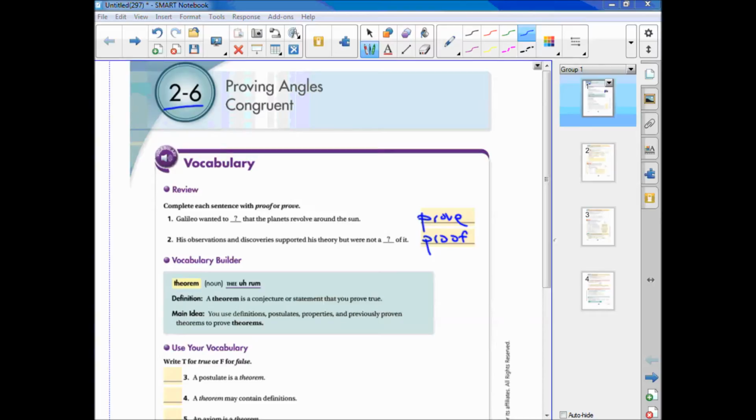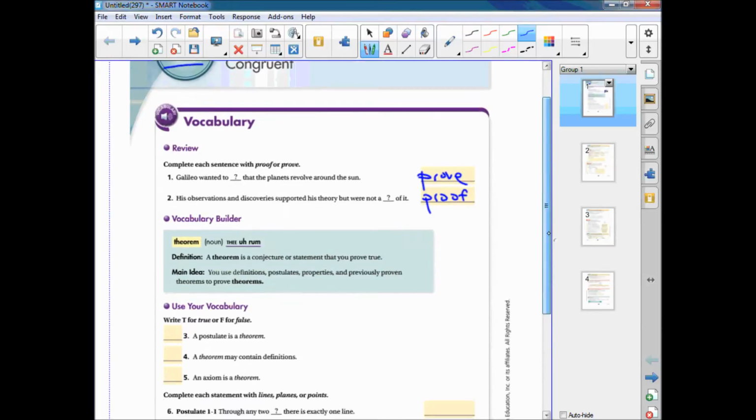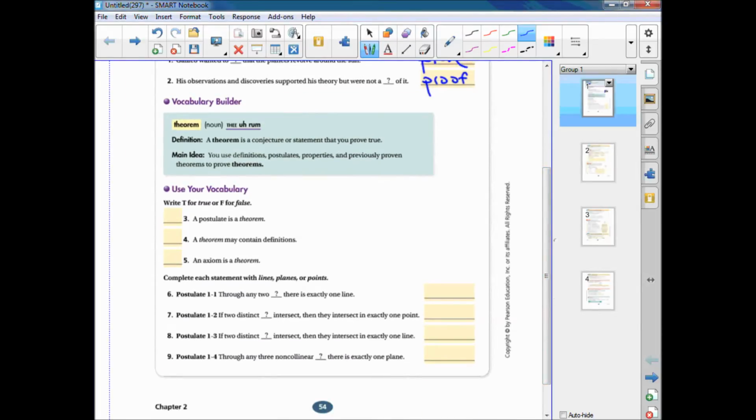All right, so vocabulary builder here. Theorem is a conjecture or statement that you can prove true. So we'll use deductive reasoning to prove it. We'll take known facts and put them together.